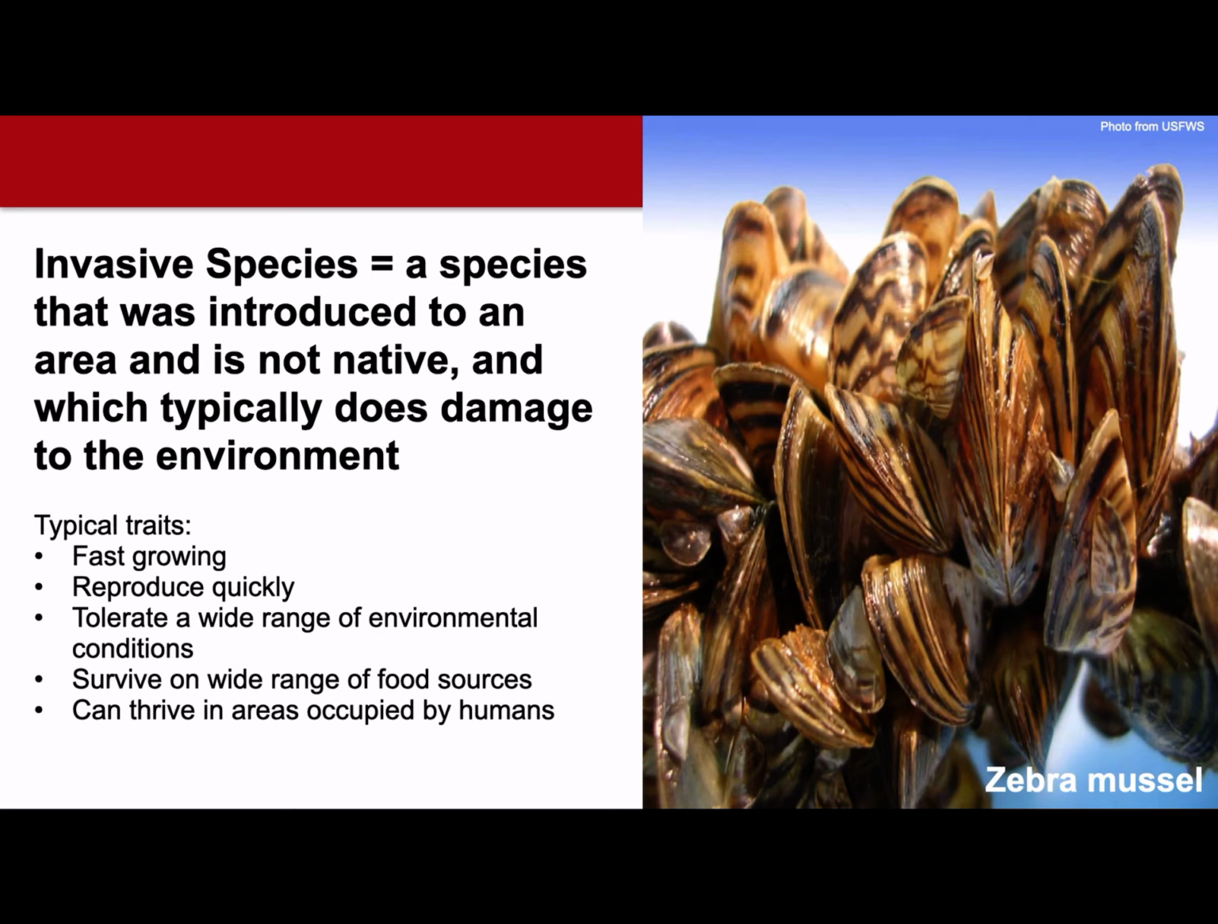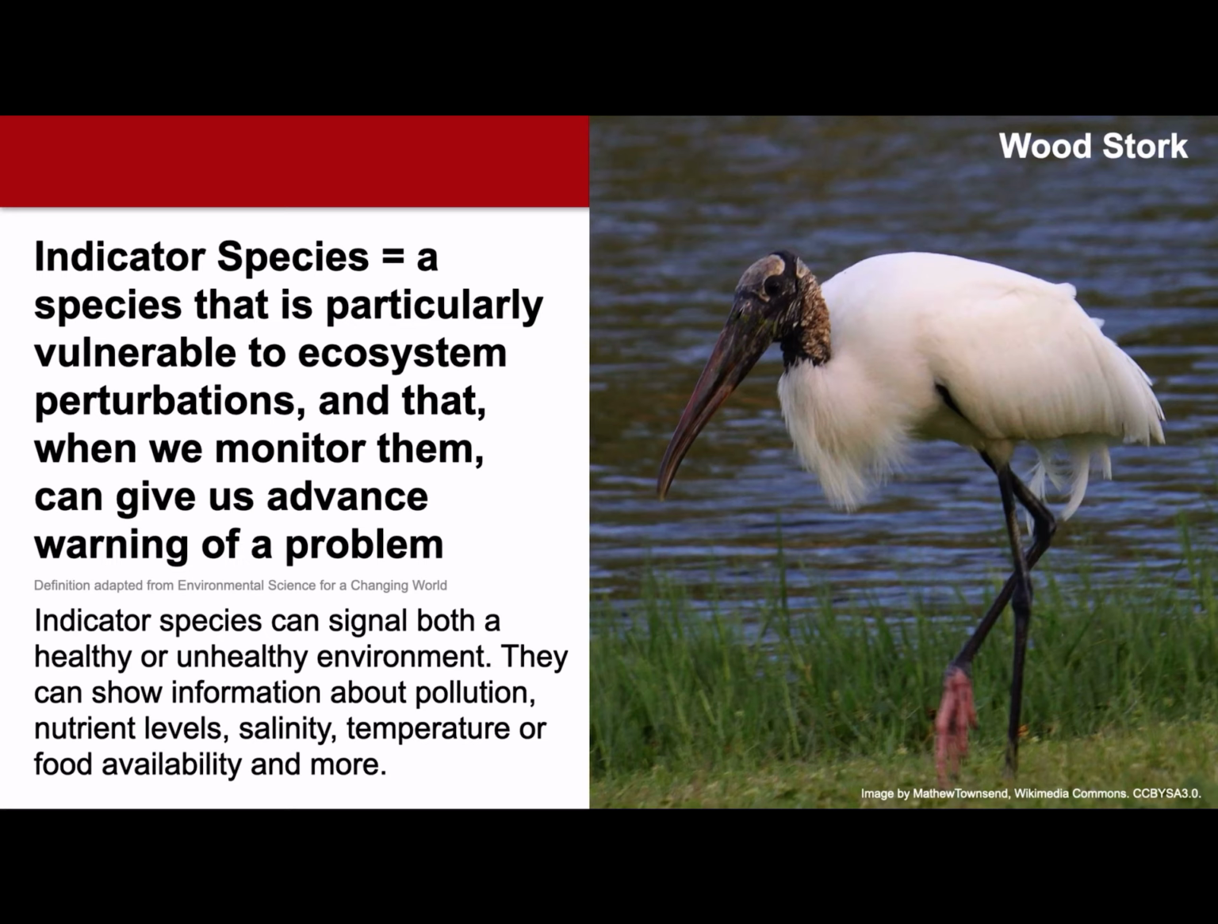Zebra mussels can cause damage to boats, docks, and intake pipes, as well as accumulate on surfaces. They can also attach to native mussels, killing them. Zebra mussels have the ability to outcompete native mussel species and overwhelm the water system, causing a shift in the local food web. Indicator species are organisms that are particularly vulnerable to ecosystem perturbations.